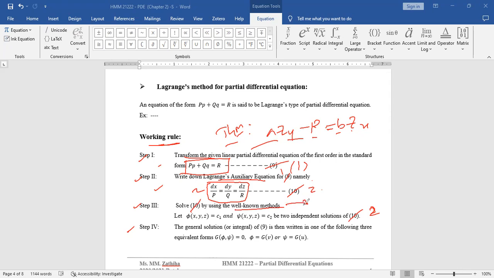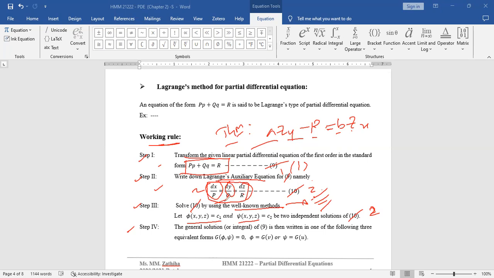Next step, solve this auxiliary equation number 2 by using the well-known methods. There are different types of methods, and we can use our earlier knowledge. We are not going to study any new thing here. We already know how to solve this. So we use our earlier knowledge to find our answer. There you can find one equation phi(x,y,z) equal to C1, an arbitrary constant. Again psi(x,y,z) equal to C2, and other solutions.